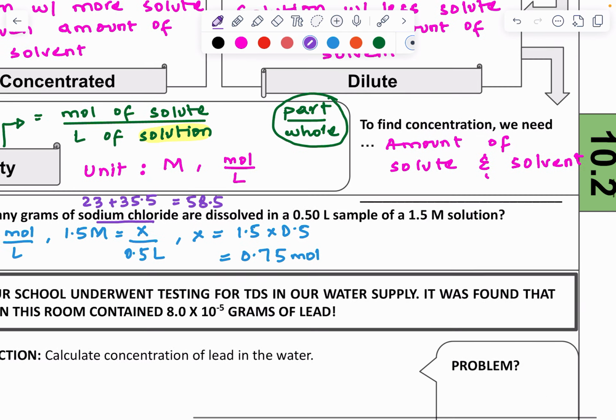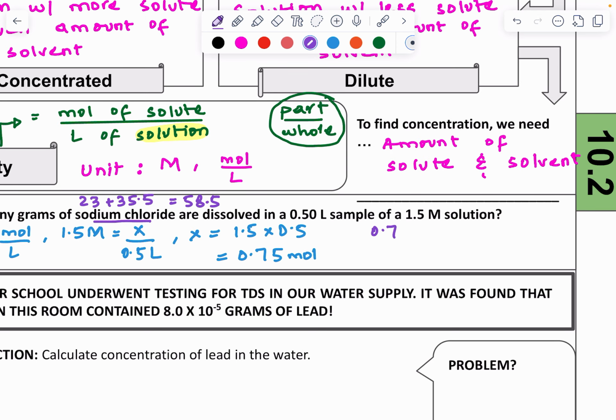So that means if you have 0.75 moles of sodium chloride, and we know that 1 mole of sodium chloride is equal to 58.5 grams, we can multiply the 58.5 with 0.75, and that gives us 43.5 grams of sodium chloride, and that's your answer.